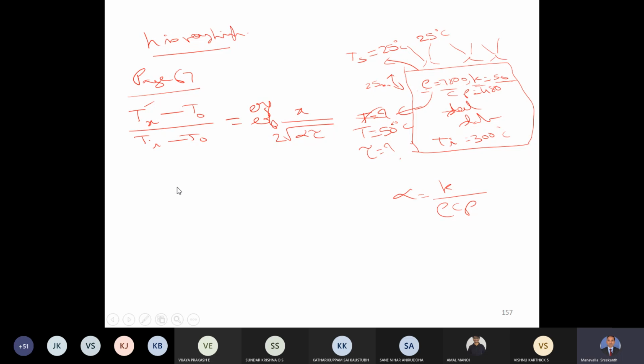Okay. Now let us try to solve this problem. What is alpha? We'll have to first find out alpha. K is 50. Rho is 7,800. Cp is 480. So K by rho Cp. Tell me how much this is.